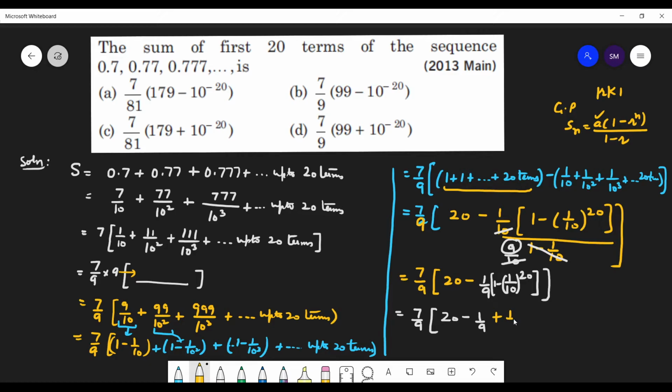So which option is correct? Option C, right? So x lies between 0 and 10. So your first term should lie between 0 and 10. Shall we start the next question, students? Yes, done.